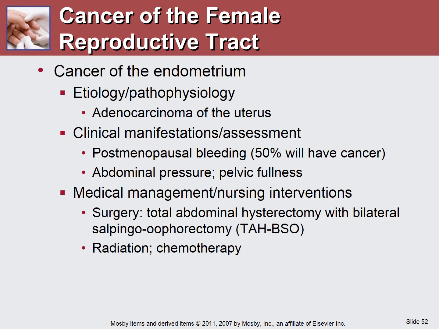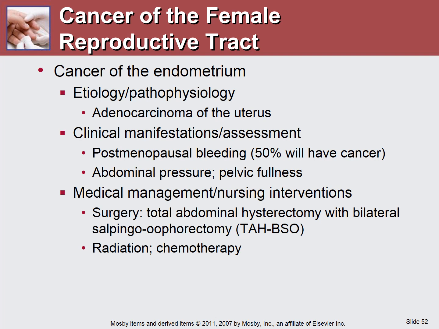Unusual bleeding: 50% will have cases. Usually 50% of those who bleed after menopause will have cancer. Other signs are abdominal pressure and pelvic fullness. What do we do for someone who has cancer in the uterus?